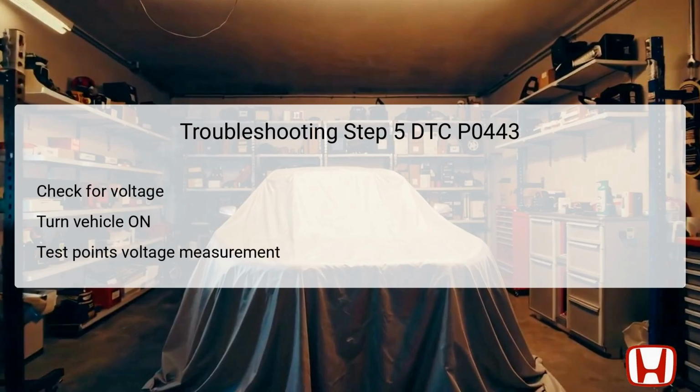Step 5 includes assessing for possible open circuits in the wiring. The technician selects the vehicle's on mode to perform voltage checks. By measuring the voltage between defined test points at the disconnected EVAP canister purge valve 2P connector, the technician can determine whether battery voltage is present.